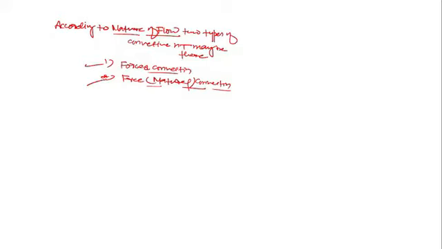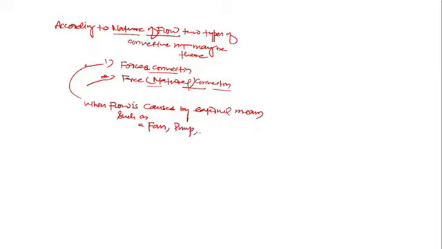Forced and free. What is forced convection? Forced convection is when the flow is caused by external means or agencies such as fan, pump, atmospheric air or winds, blower, etc.